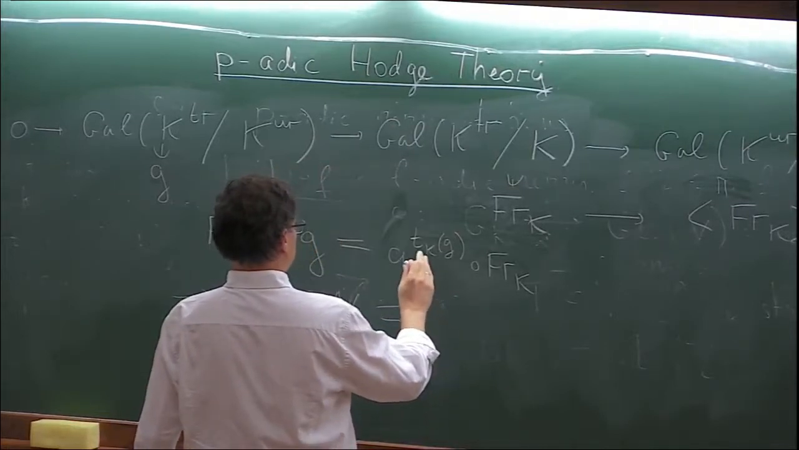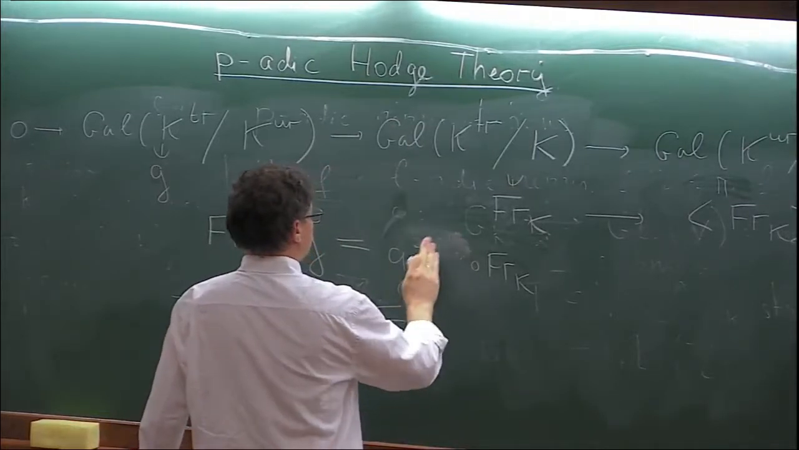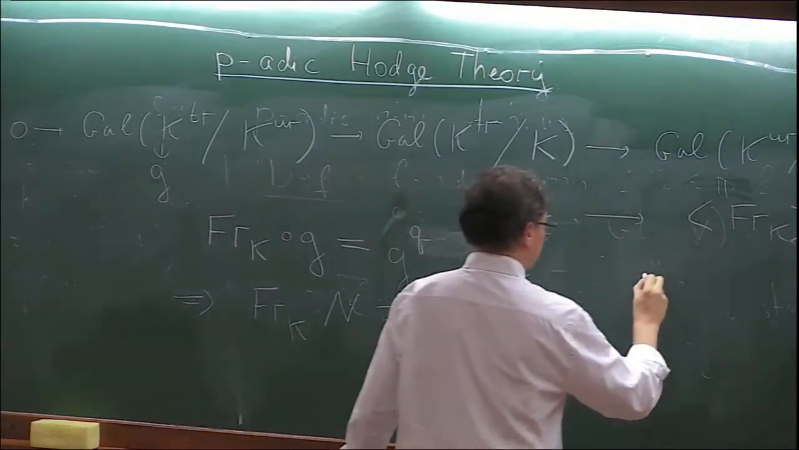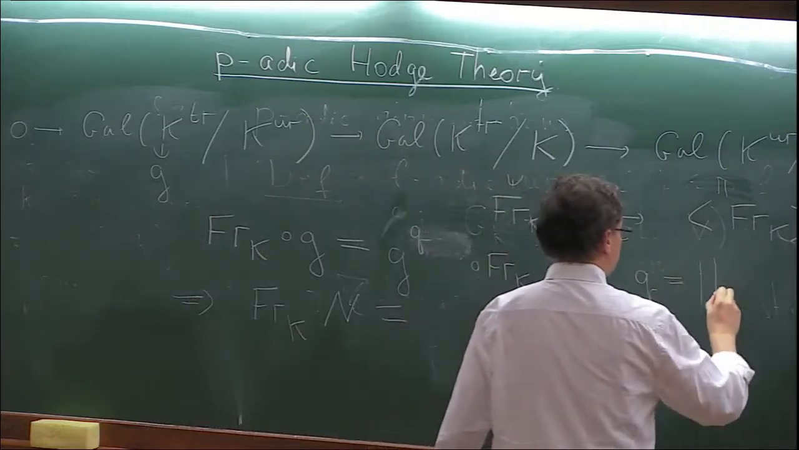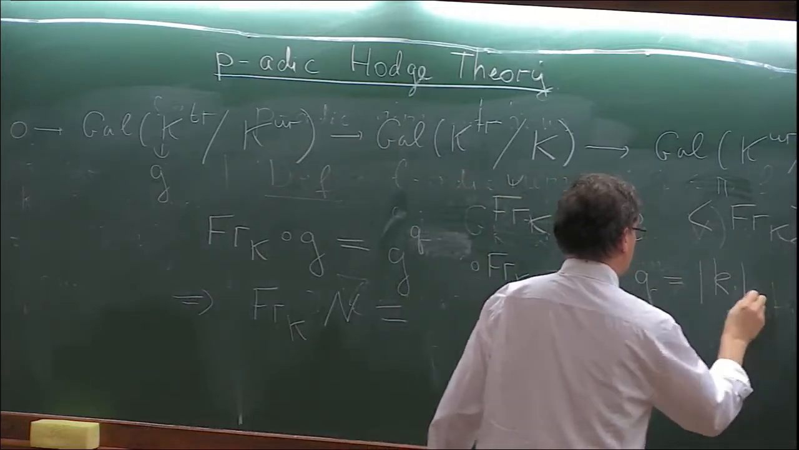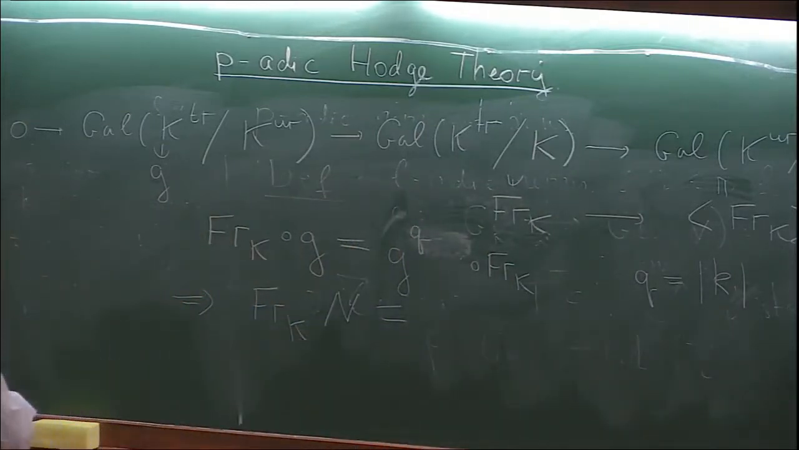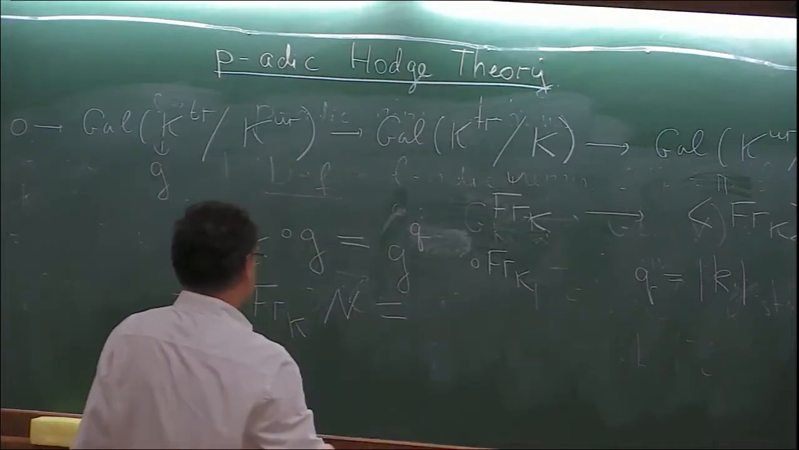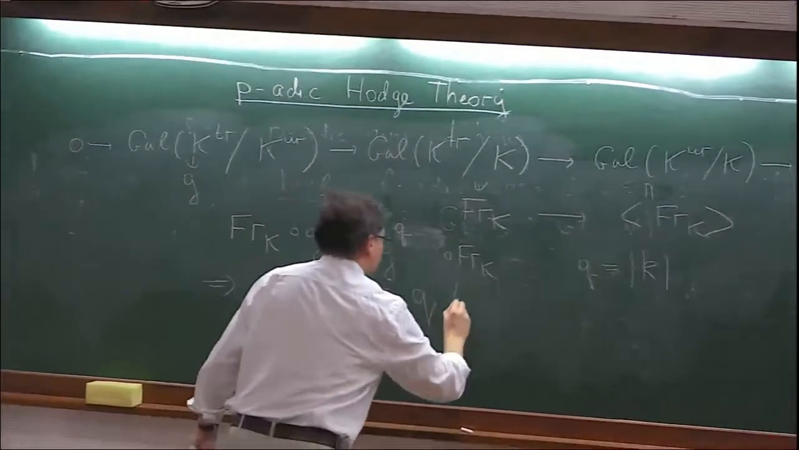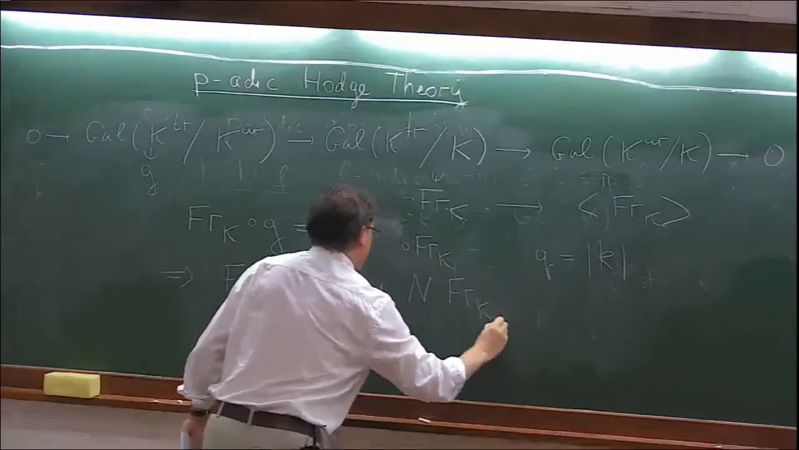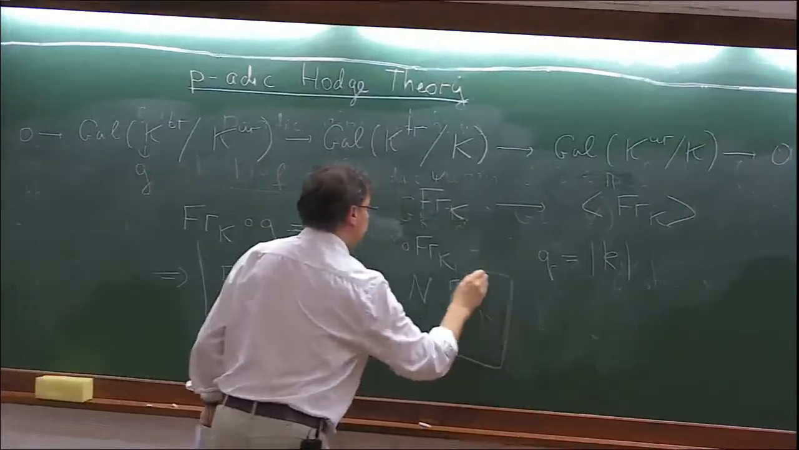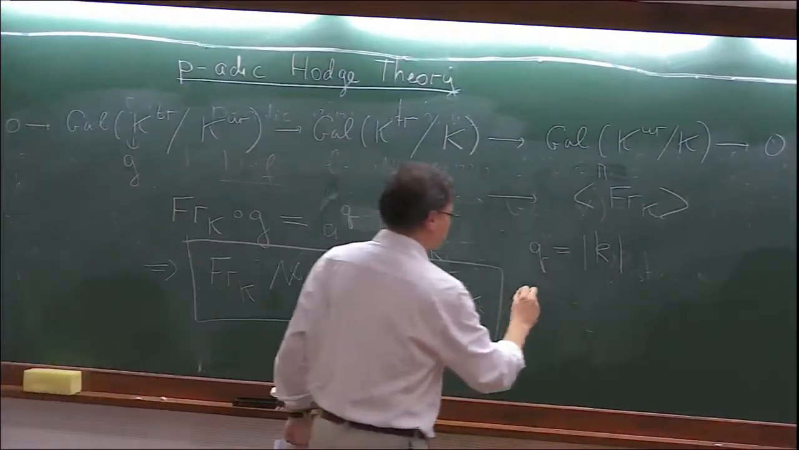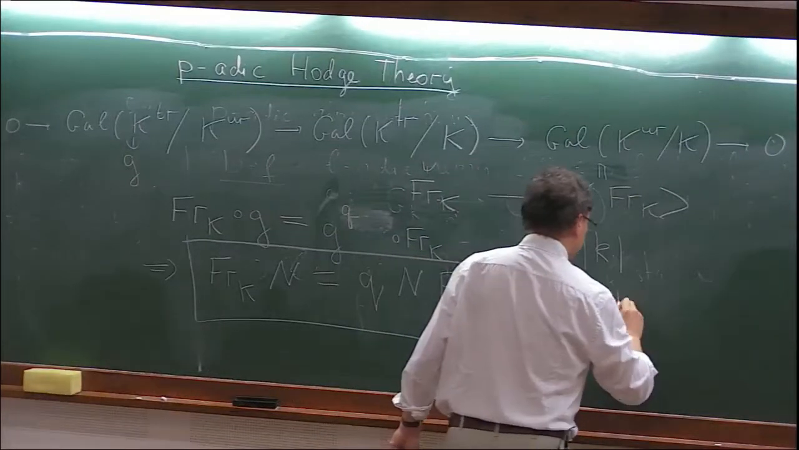Sorry, I said something stupid. G at Q, where Q is the order of a residue field. And from the definition of N, we have the following relation between the Frobenius and monodromy. And this implies in particular that N is nilpotent.